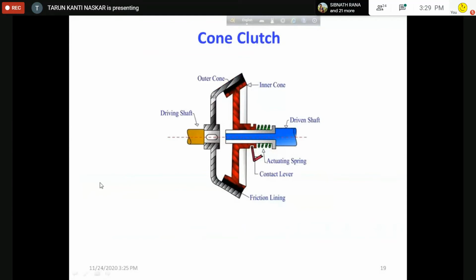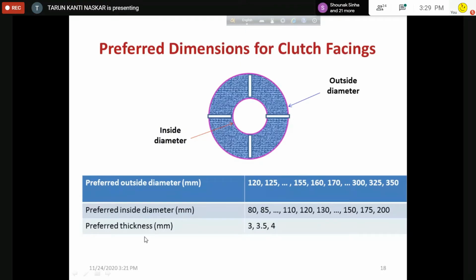So we will discuss the cone clutch in the next class. There will be a video and we will discuss it in the next class. So is it okay?